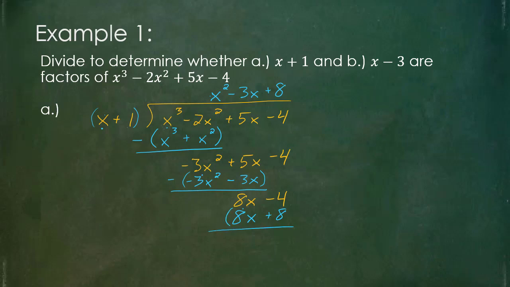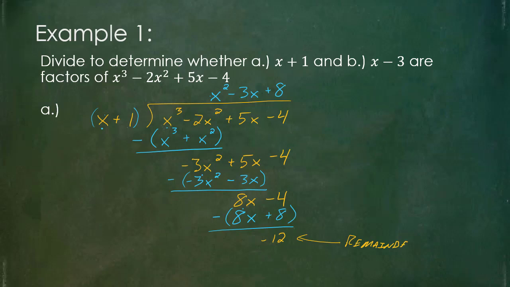And just like I've done in the previous two lines, I subtract that result. And so 8x minus 8x would cancel out, in fact. A negative 4 take away 8 actually would turn into a negative 12. So our quotient, the result that we got here, would have been x squared minus 3x plus 8. The remainder is what I end up having down here. So this would be what I call my remainder.